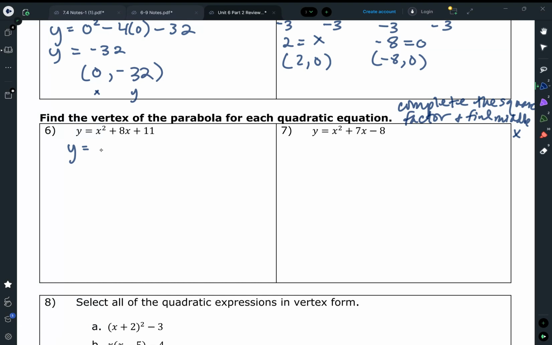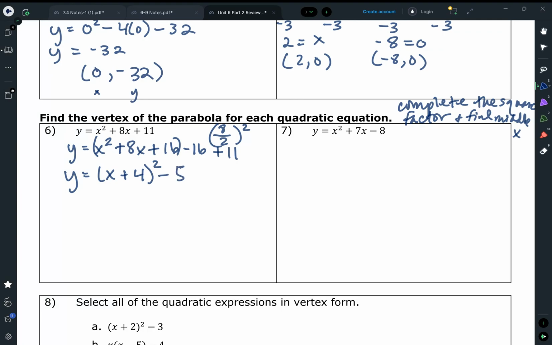So I'm going to write y equals x squared plus 8x plus, and then I have to figure out my magic number, 8 divided by 2 squared. 8 divided by 2 is 4, 4 squared is 16, so plus 16 minus 16 plus 11. We'll factor the first 3. So y equals the quantity x plus 4 squared, and then negative 16 plus 11, when we add those together, making negative 5. So now I've got my vertex, because it's in vertex form, opposite sign, same sign, so negative 4, negative 5.